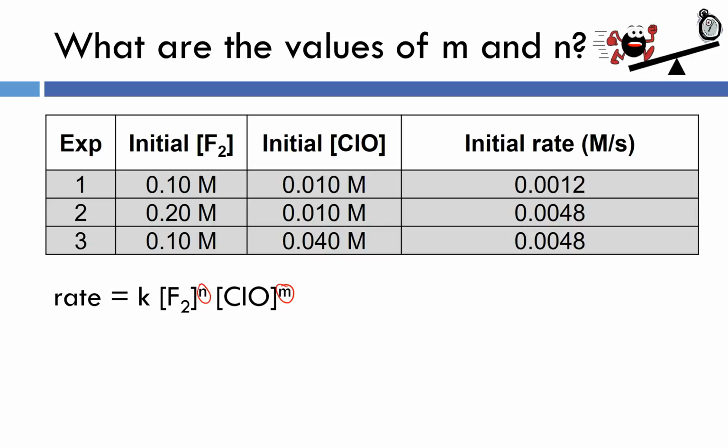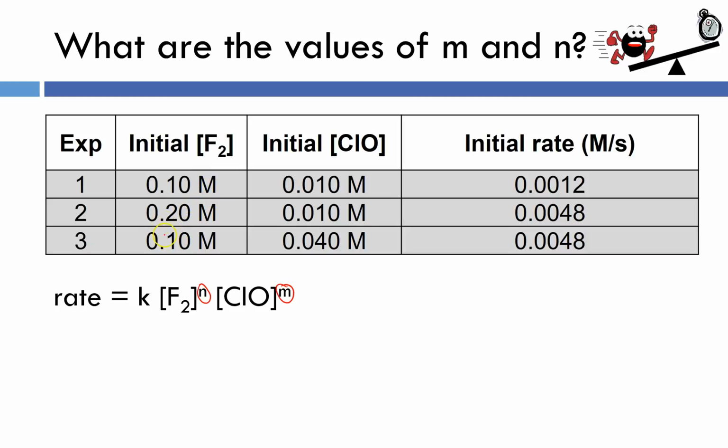And in order to do that, if we want to find the order of F2, we need to find 2 experiments where the concentration of F2 changes and the concentration of ClO is constant. So let's see if we can find 2 experiments that fit that description. Okay, so if I look at experiments 1 and 2, I see that the concentration of F2 has changed.